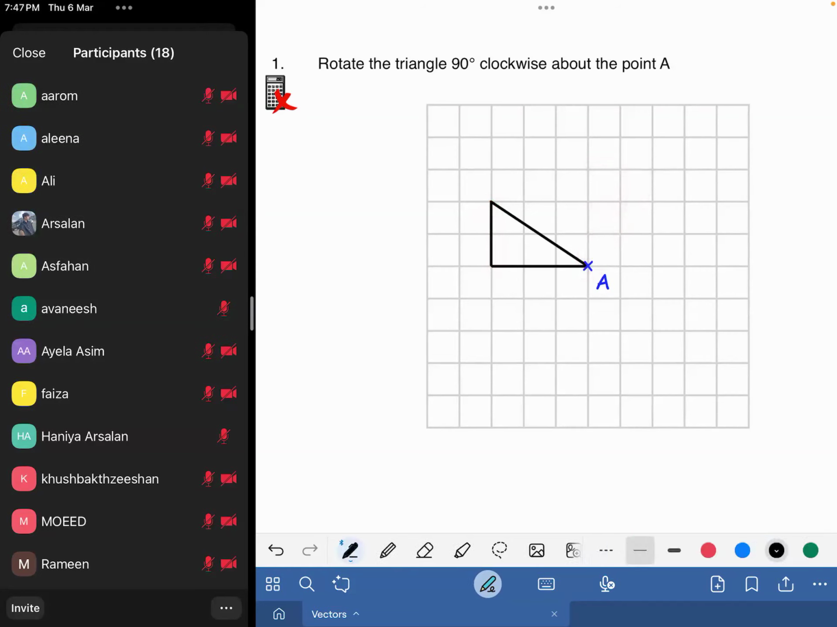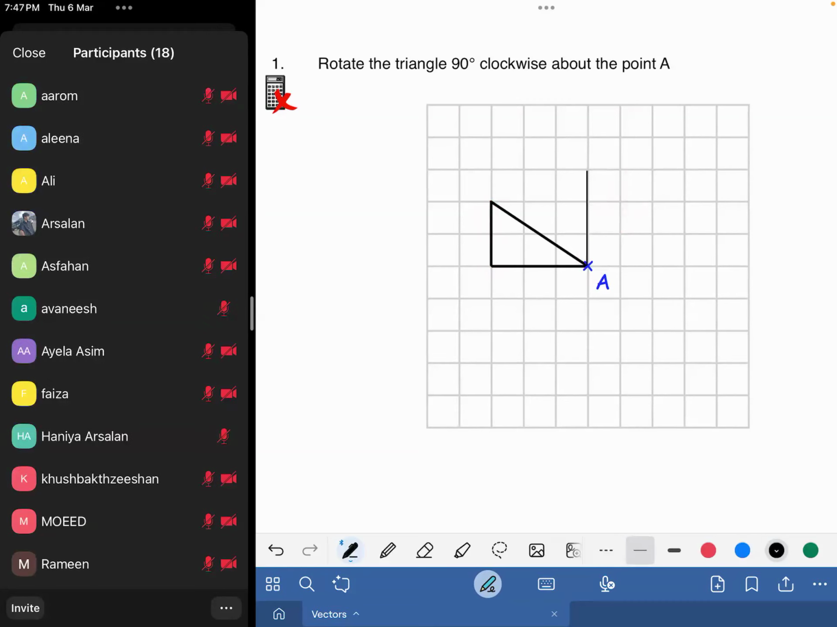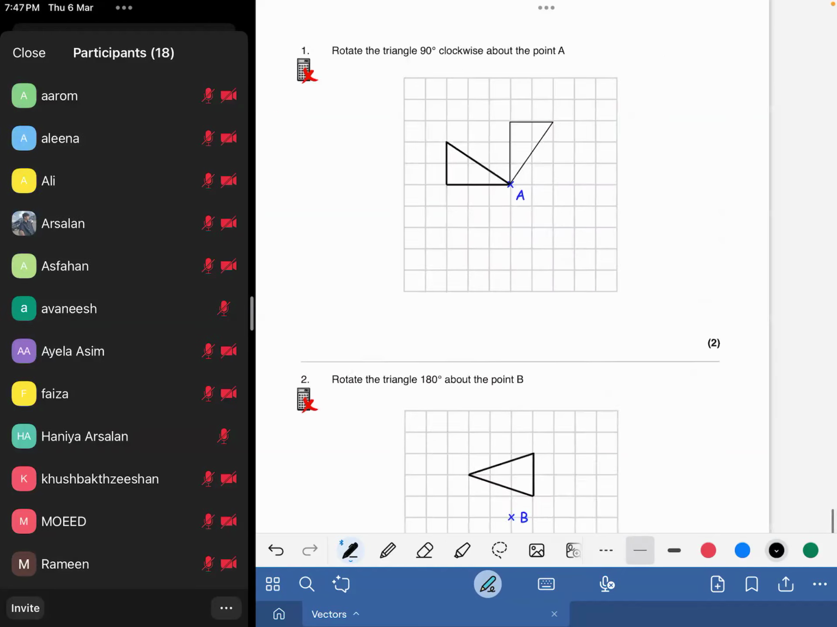Agree? A horizontal line will be a vertical line, and a vertical line will be horizontal. So that's how you rotate a particular shape about a center. So this is done. Let's proceed with the next question.